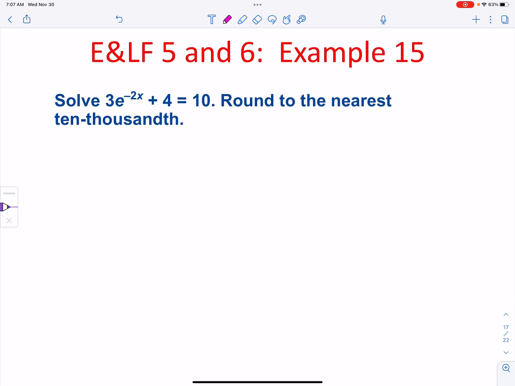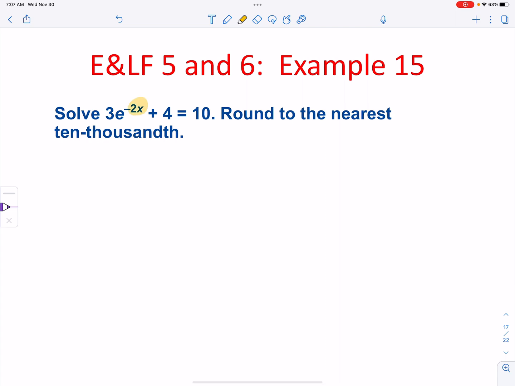Now here's going to be solving it. Your variable is in the exponent, so you are going to need logs to solve this, but you can't log from here. The first thing you're going to do is minus the 4. Divide by 3.